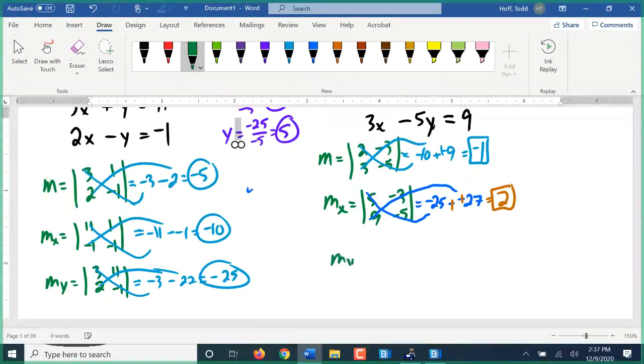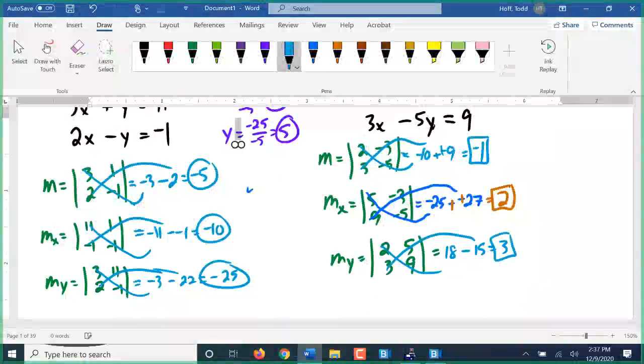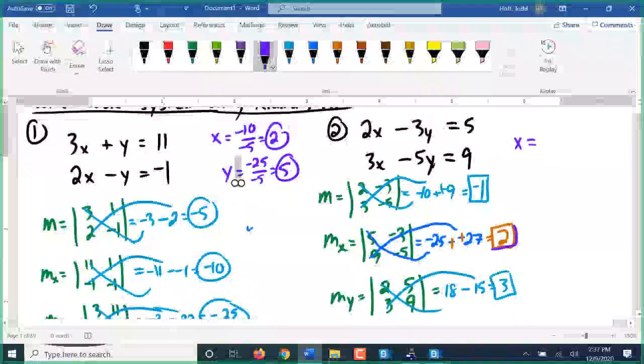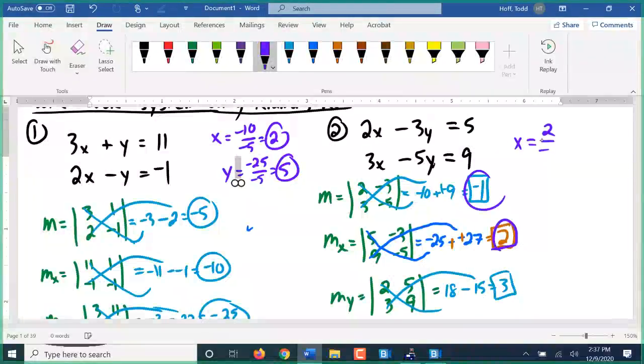And for the Y matrix, right values in here. Two times 9 is 18, minus 3 times 5 is 15. That is 3. So our values here are x is 2 divided by -1, or -2. And y is 3 divided by -1, or -3.